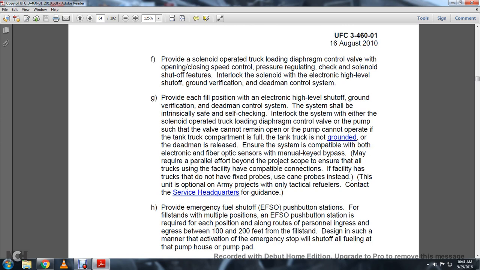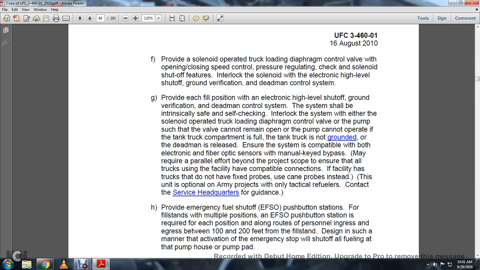F. Provide a solenoid-operated tanker truck loading diaphragm control valve with opening and closing speed control and pressure-regulating checking, with the solenoid start-off features interlocked with the electrical high level shut off, ground verification, and dead man control systems. G. Provide each of the fill position with an electronic high level shut off, ground verification, dead man control system.